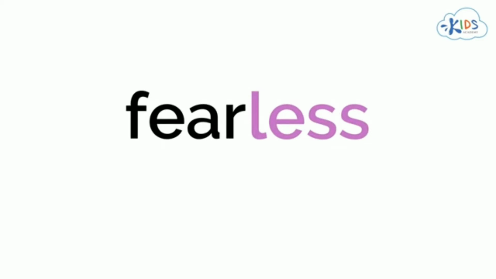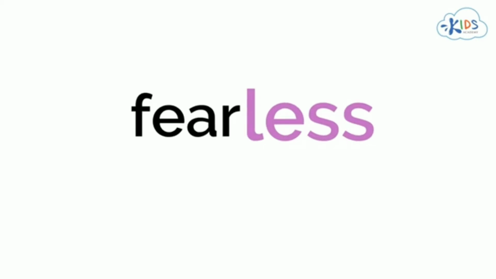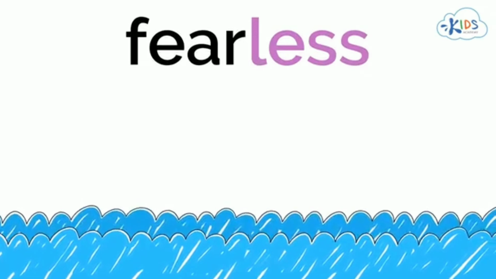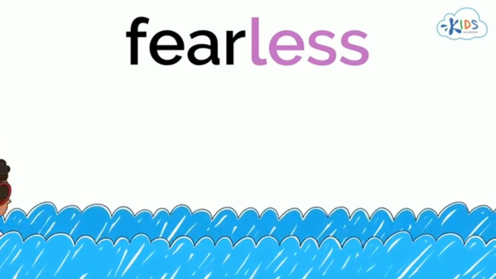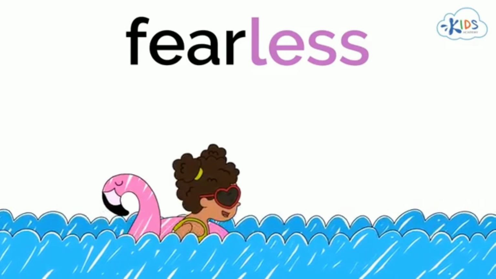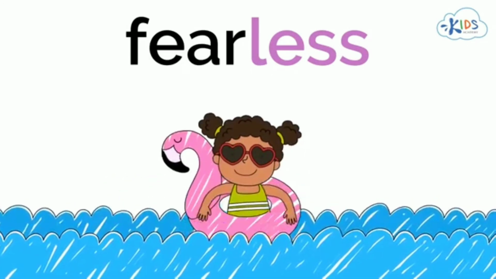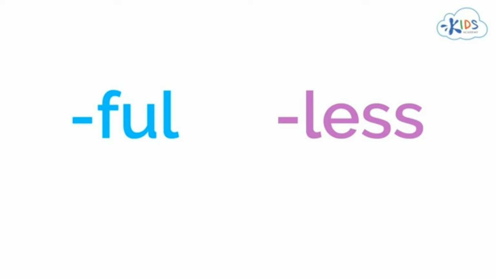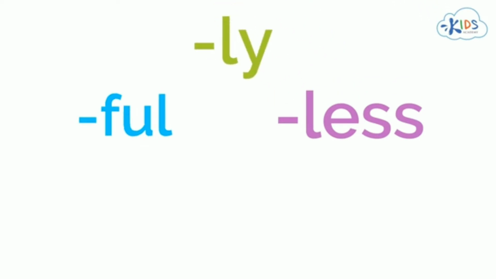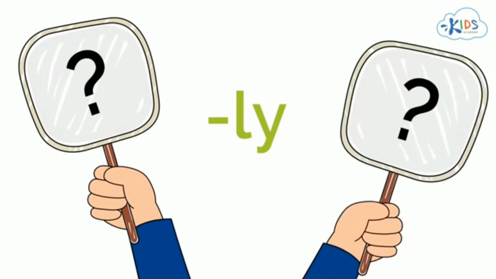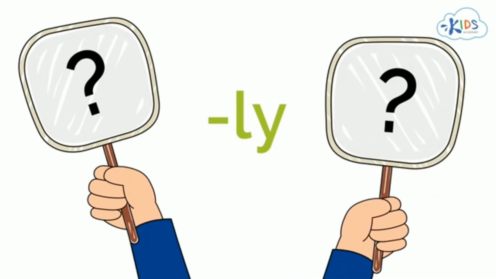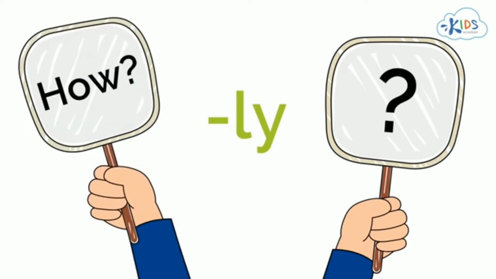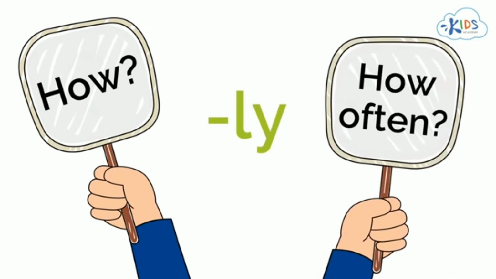Let's look at fearless. Less means without. So this would mean without fear. She was fearless when she swam in the ocean. So she wasn't afraid. We looked at full and less. Our third suffix is ly. This one is a little trickier, but I know you can handle it. Ly answers the question, how? Sometimes it answers the question, how often?